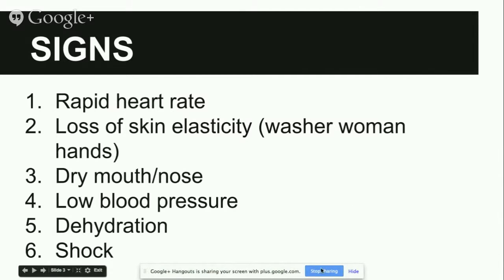All right. So we'll start out with rapid heart rate. That one is one of the hardest to explain, but it makes sense. Your body is working so hard to get it back to normal that it has to increase the heart rate to pump more blood. The next one is loss of skin elasticity.